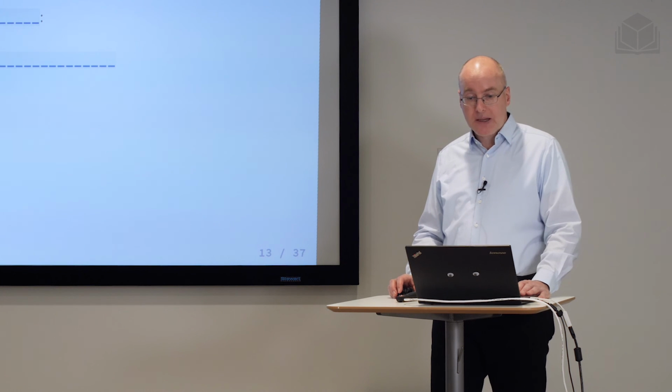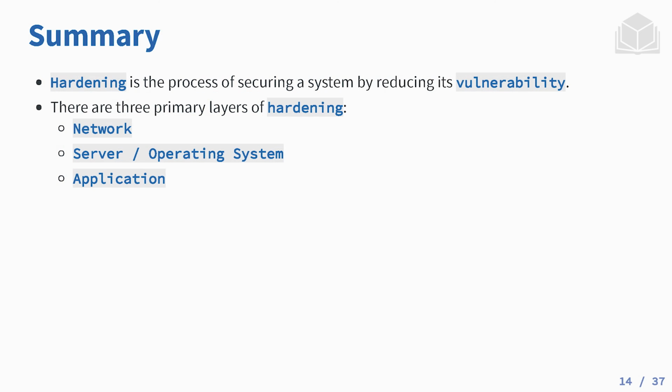Hardening is a process of securing a system by reducing its vulnerability, is what my solution says. And there are three primary layers of hardening, which is the network, the server, the operating system, which we didn't discuss, and the application. Now, as this says, the network as well, I want to come back to one of the previous chapters where I have hinted at this.